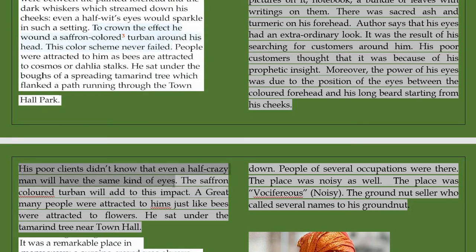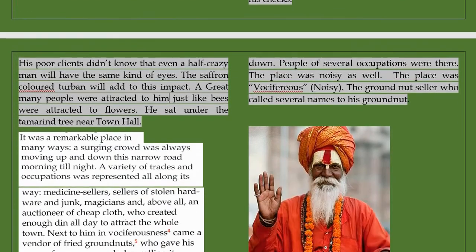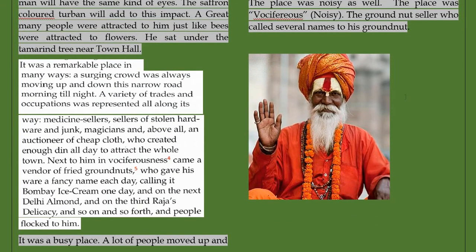Then his appearance is completed by the saffron colored turban. Saffron, kavi, saffron colored turban, which adds to this impact. A great many people were attracted to him, just like bees were attracted to flowers. He sat under the tamarind tree near the town hall. So this is the picture of a fortune teller.